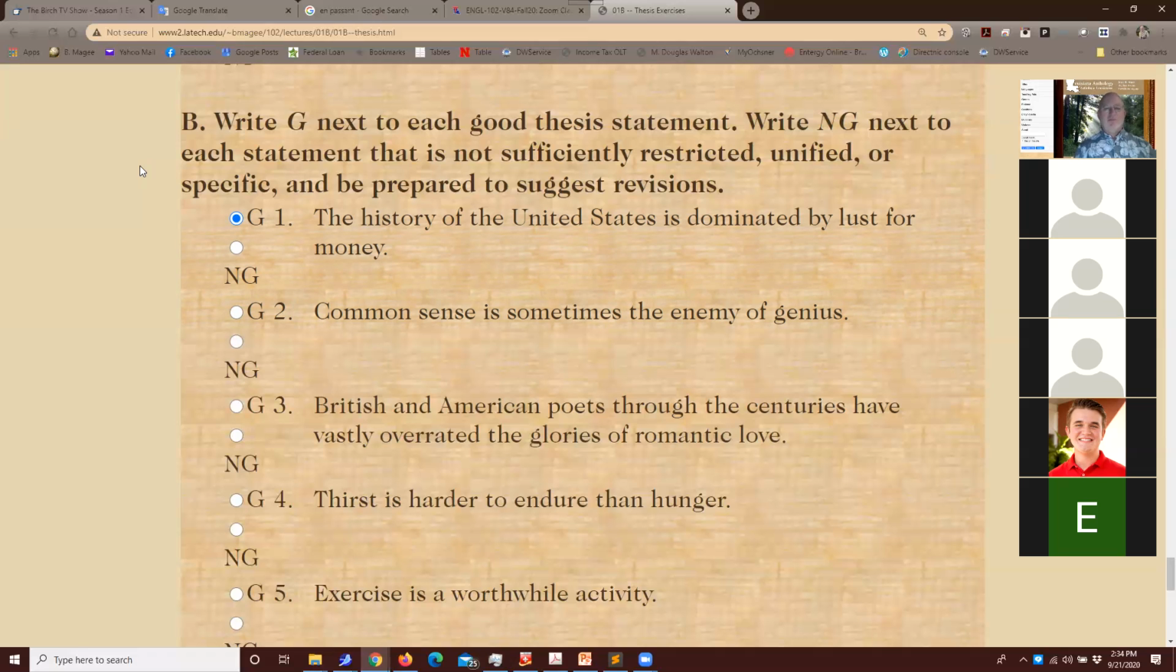Right. So are you going to be able to get through that? Is that thesis narrow enough? No, I guess not. Right. So maybe, I don't know, "The 2008 economic collapse was dominated by lust for money" or something like that. How can I get to that? Here we go.